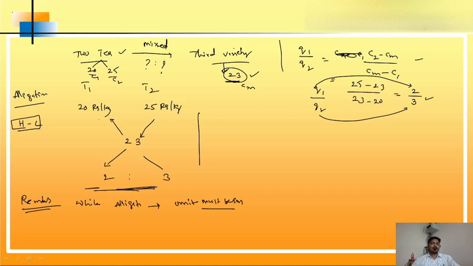Here, the prices are in rupees per kg, and the mean price is also in rupees per kg. At the end, we get the quantity ratio, or kgs ratio. Suppose it is in rupees per liter, and the mean value is also in rupees per liter. At the end, we will get the liters ratio.